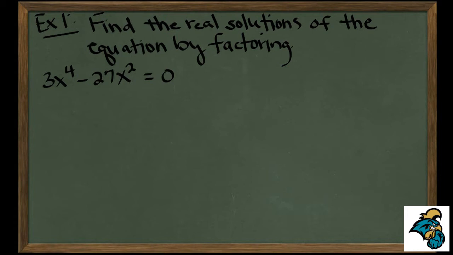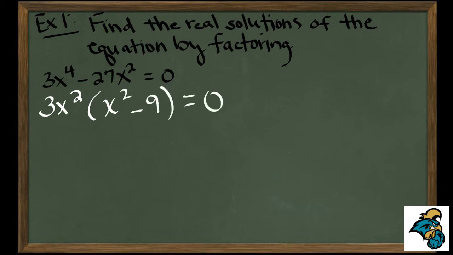Example 1 asks us to find the real solutions of the equation shown below by factoring. So I have 3x to the fourth minus 27x squared equals 0. Remember, when I'm factoring, the first thing I always want to try is pulling out a greatest common factor. Here I see that the greatest common factor is 3x squared. Both terms have 3x squared in them. When I factor that out, I'm left with x squared minus 9, and I have equals 0.